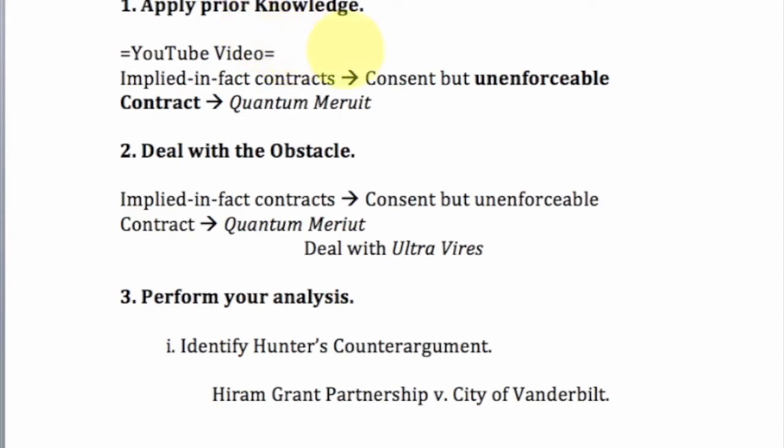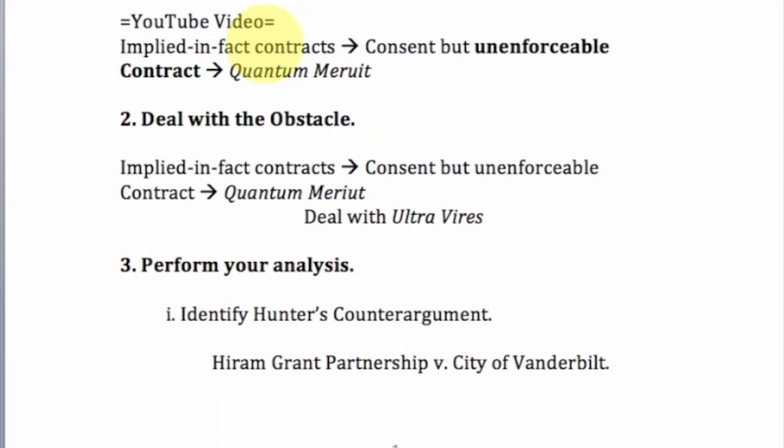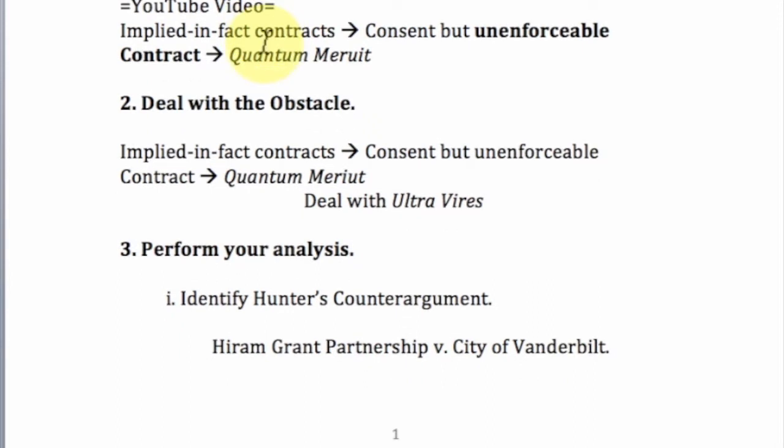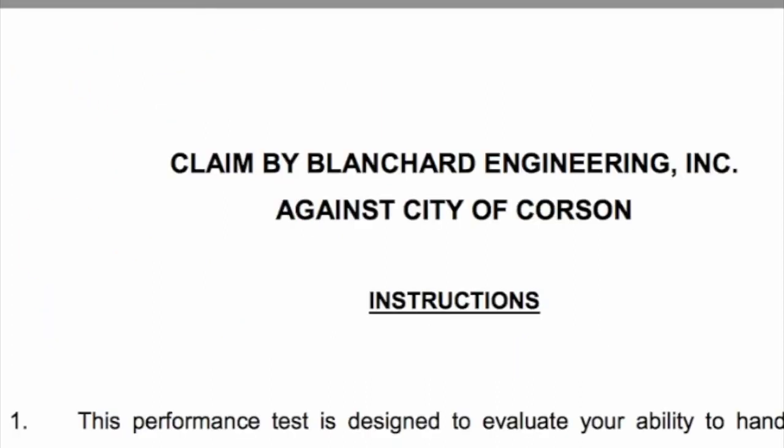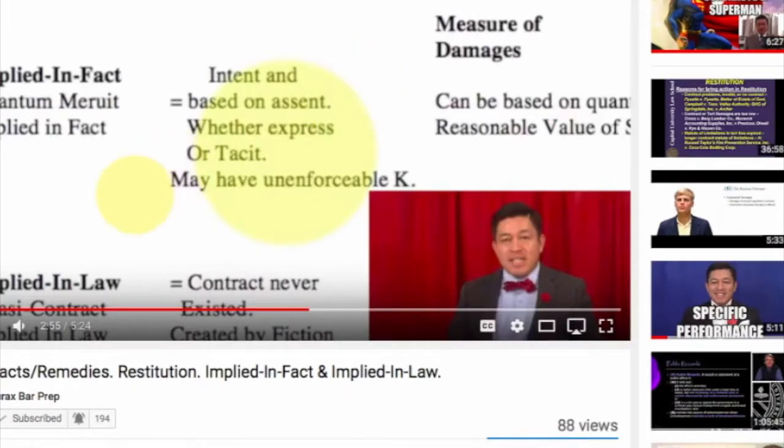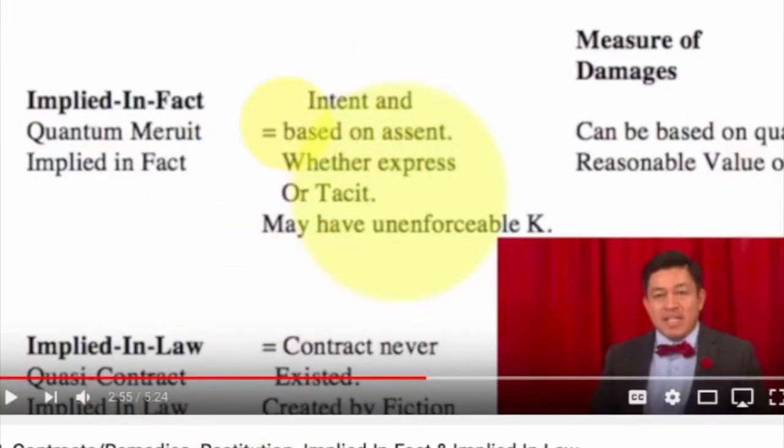All right, so let's talk first about applying prior knowledge. When I first saw this, I said, okay, you have an imperfect contract or some kind of unenforceable contract, quantum meruit. That's usually implied in law contracts. And I did talk about that in February, I believe it was early February 11. I talked about this concept here; it tricks a lot of students. A lot of students get confused, but hopefully you understood it.